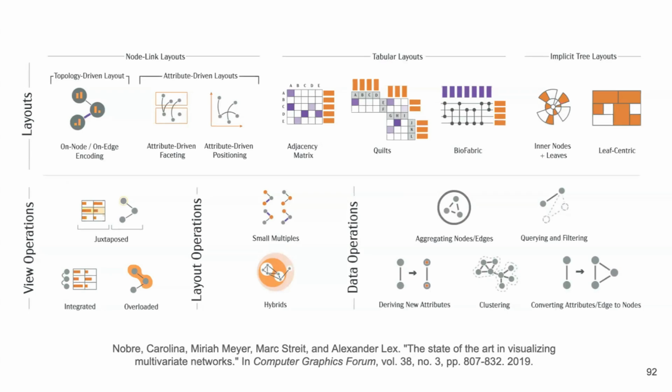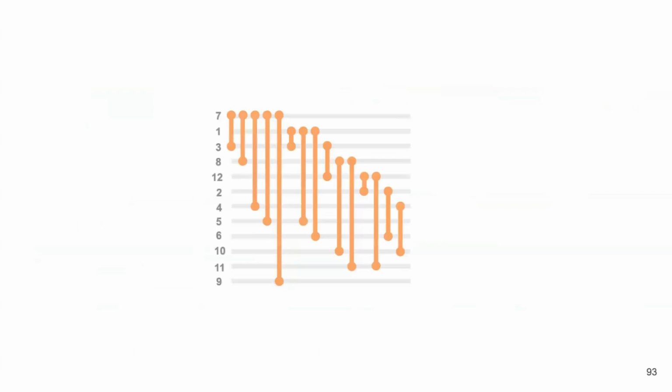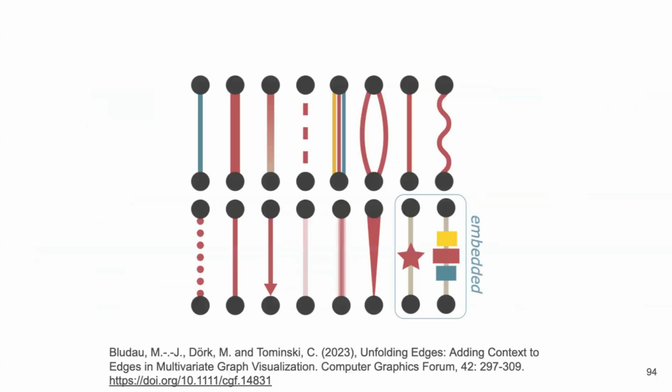Many of these things are, Carolina Nober had a super interesting survey on encoding multivariate data onto different types of network visualization. And there we see that biofabric is mentioned. So what do we do to encode multivariate data on this? How do we add information to this?